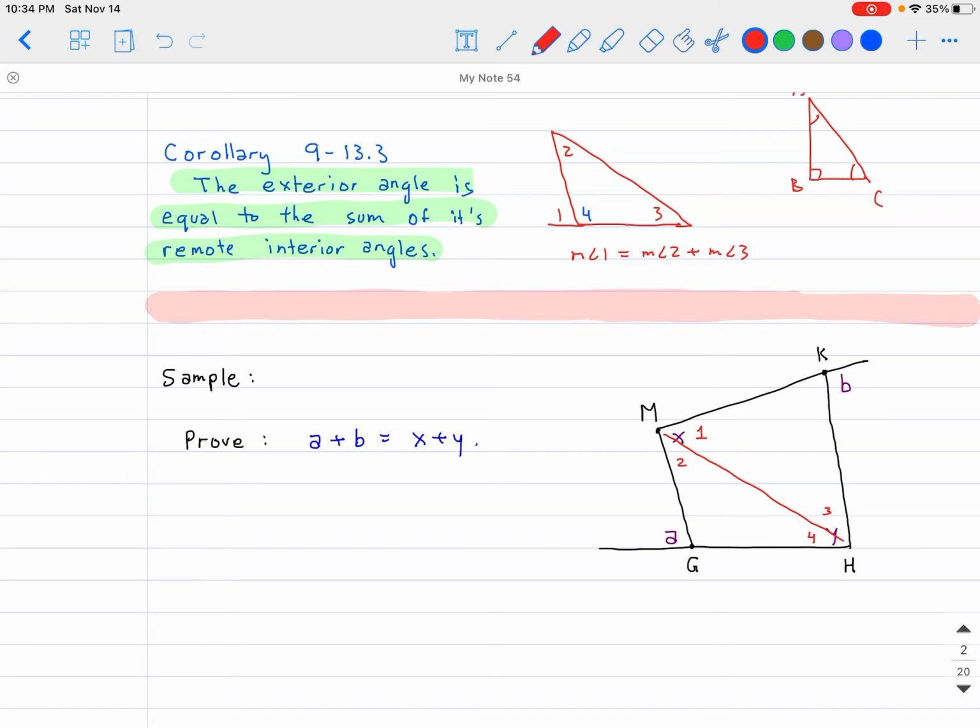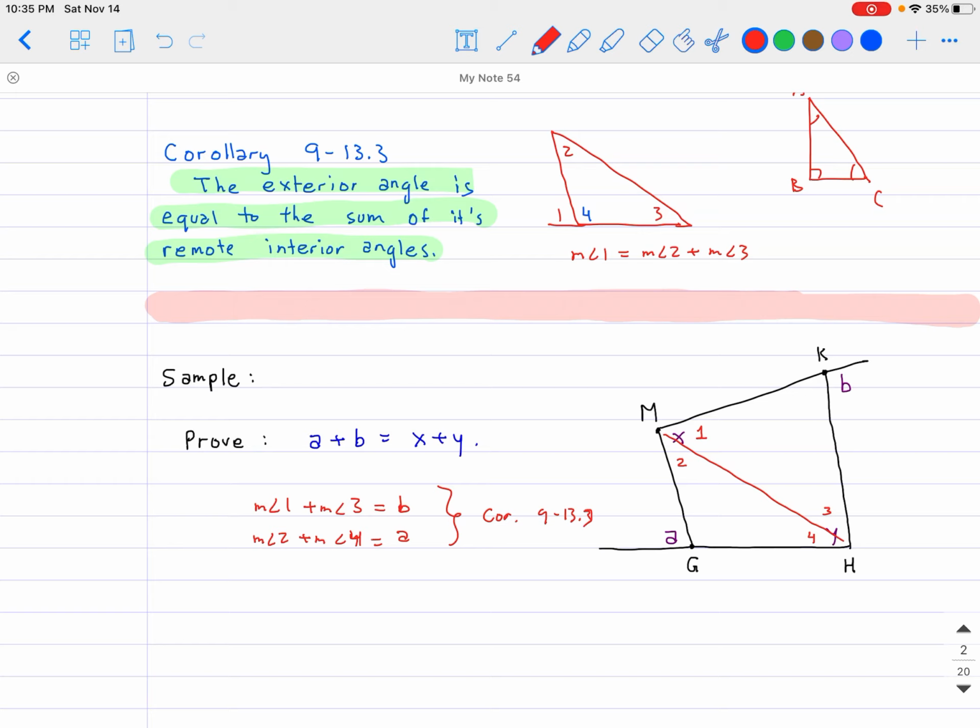So according to what we just showed in Corollary 9-13.3, we can say that the measurement of angle 1 plus the measurement of angle 3 is equal to the measurement of angle B. So that is going to be our first part. We can also go a little bit further and say that the measurement of angle 2 plus the measurement of angle 4 is equal to the measurement of angle A, because of the corollary of 9-13.3. They are basically parts of angle X and angle Y.